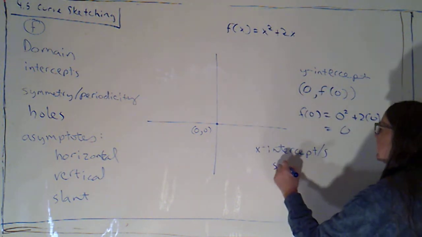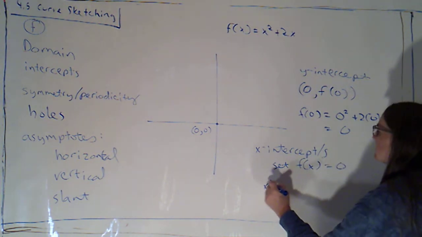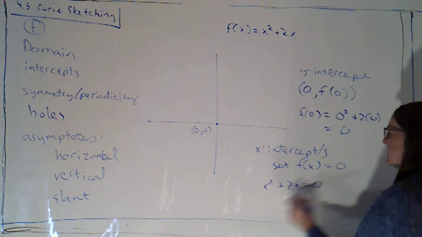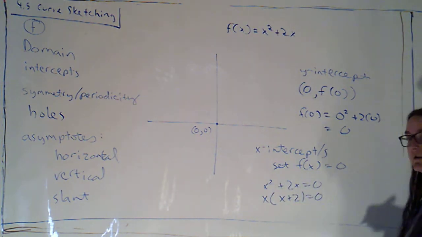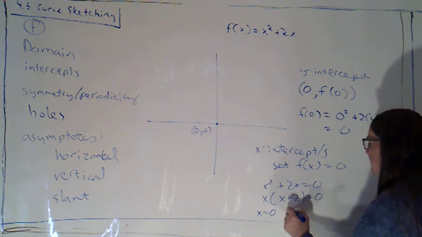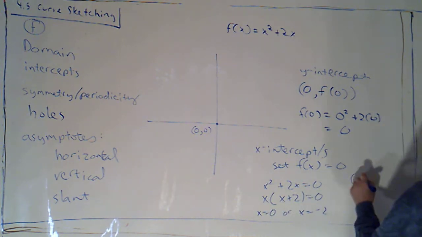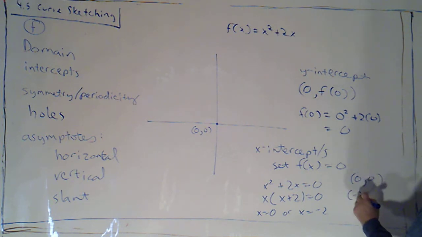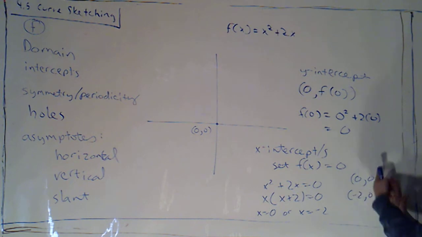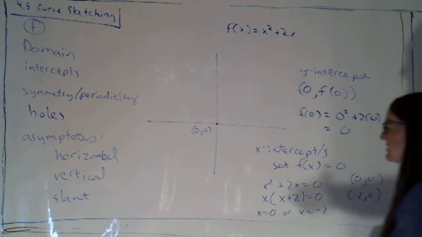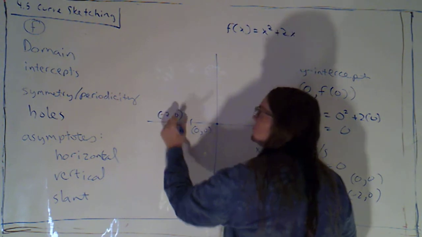So I simply set the function equal to 0. So I would say, when is x squared plus 2x equal to 0? I can factor. x times x plus 2 is 0. So either x is 0 or x is negative 2. So I would have two x-intercepts. Those are going to be the x values that I just got, and the y value is 0. So I could also plot this other point here, negative 2, 0.